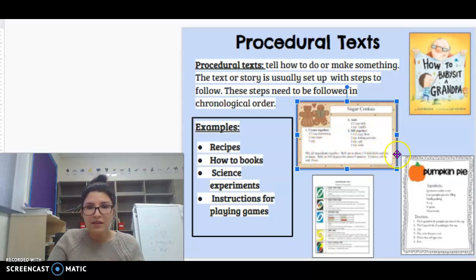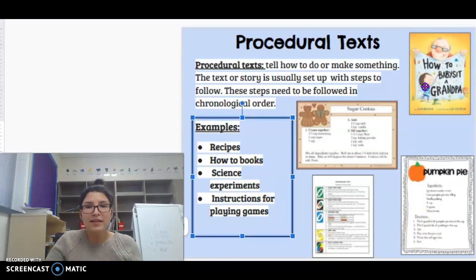Okay? So same thing with pumpkin pie. There's about 6 steps right here. I can't do the steps out of order. I need to follow the order. I need to follow them in chronological order, just like the recipe says. I need to start with step 1, then go to 2, 3, 4, 5, and then I do my last step. Okay, you need to follow them in order.